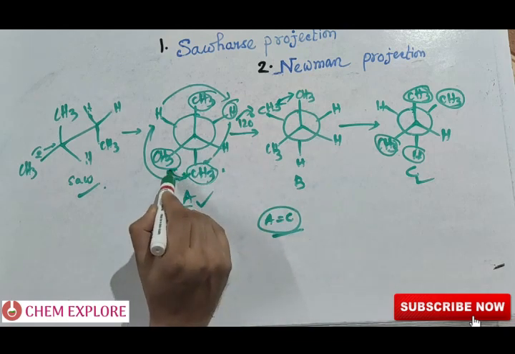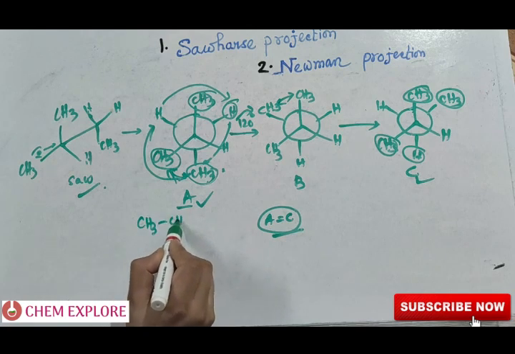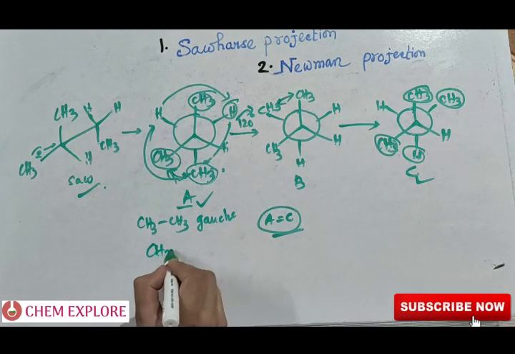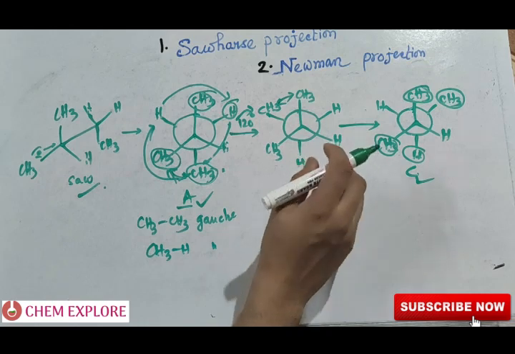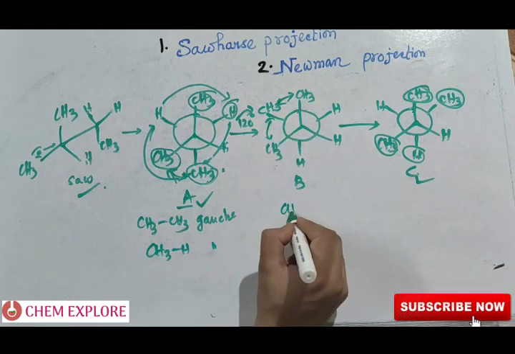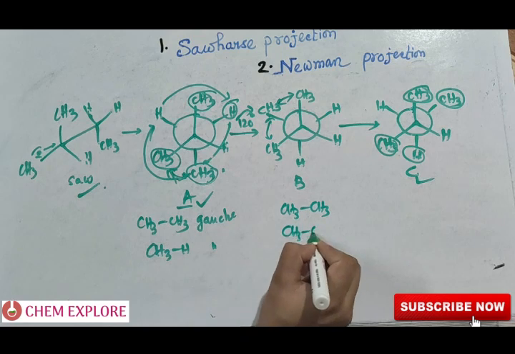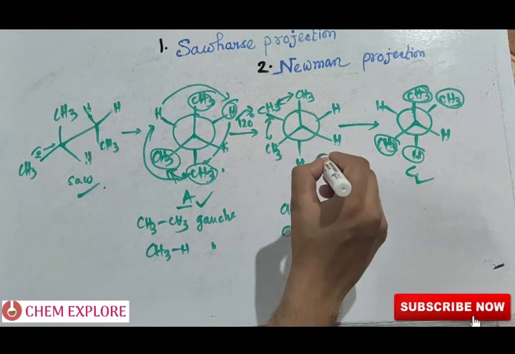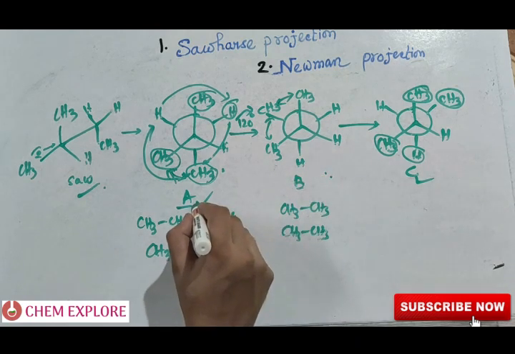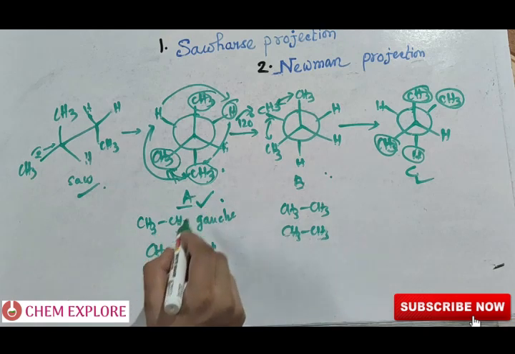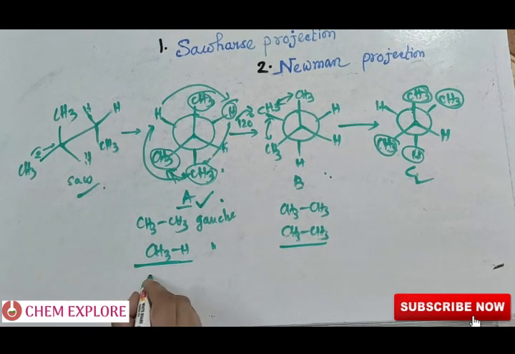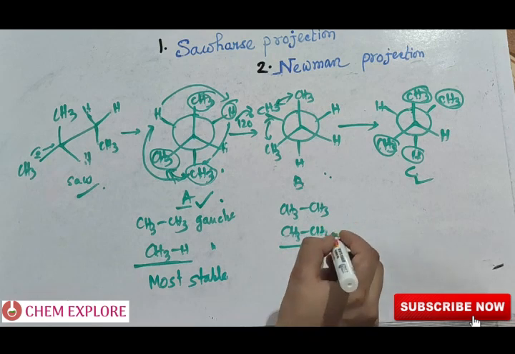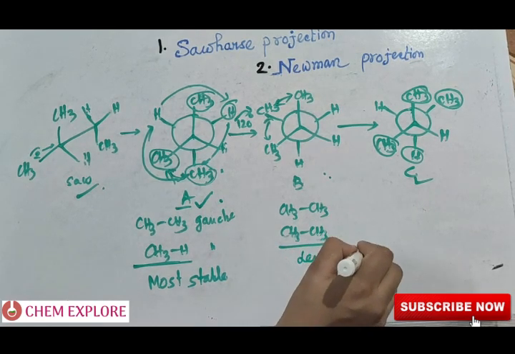You have a CH3-CH3 interaction, and that is gauche, and you have a CH3-hydrogen interaction. Now in B, what do you have? You have two CH3 groups, so that means you have quite a big interaction. So this is highly unstable, but this is relatively stable. We can say it has less interaction with respect to this. So this is the most stable one, that's what I'm trying to say. But B is less stable. But which is the least stable? We have to figure that out in the eclipsed conformation.